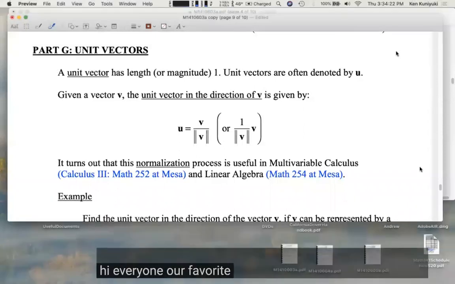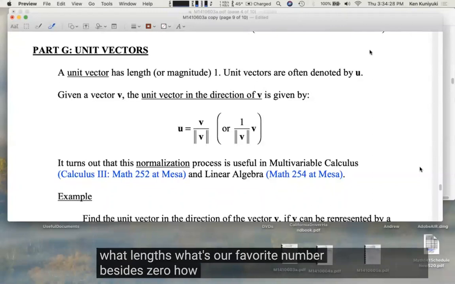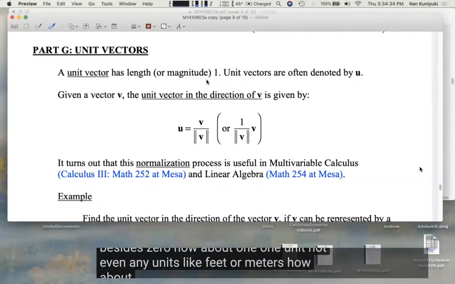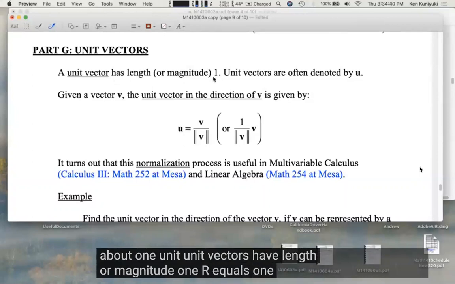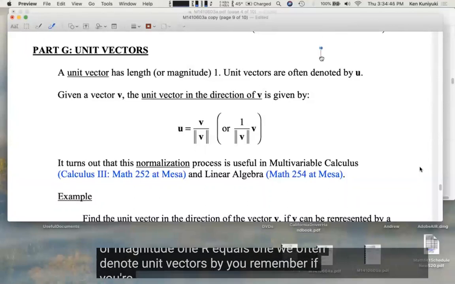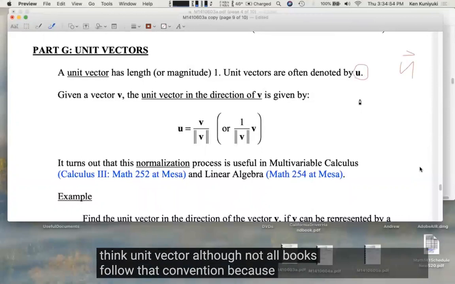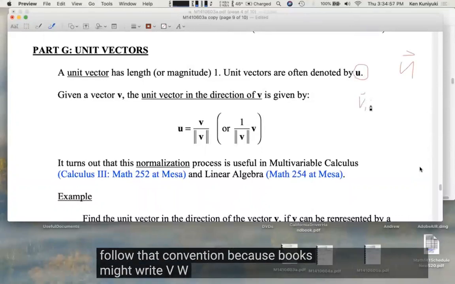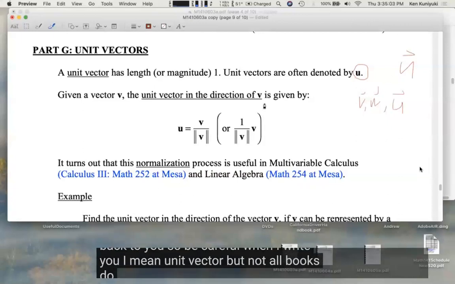Hi everyone. Our favorite vectors have what length? What's our favorite number besides zero? How about one? One unit. Not even any units like feet or meters. How about one unit? Unit vectors have length or magnitude one, r equals one. We often denote unit vectors by u. Remember, if you're writing it, you want that half arrow thing. So whenever I write u, think unit vector, although not all books follow that convention. Because books might write v, w, and then they might go back to u. So be careful. When I write u, I mean unit vector, but not all books do that.